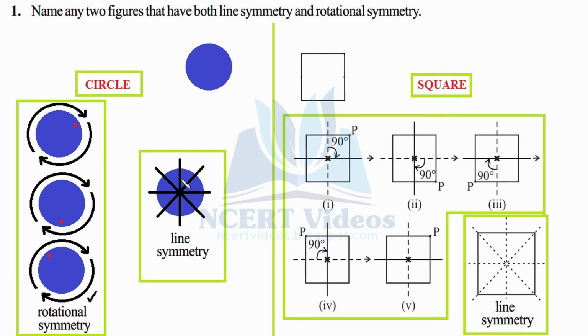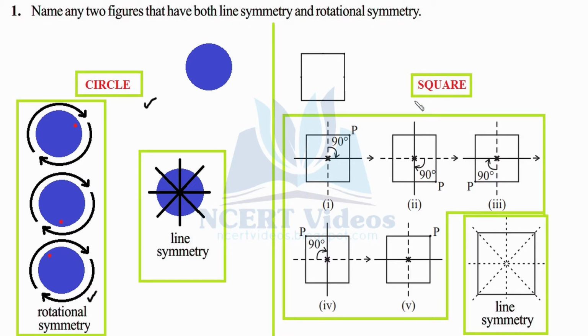Again, line symmetry. What is line symmetry? That is, if you put your mirror on these lines, you will be able to see this portion on the mirror, which will ultimately appear like the original one. Therefore, circle is one object that has both line symmetry and rotational symmetry.